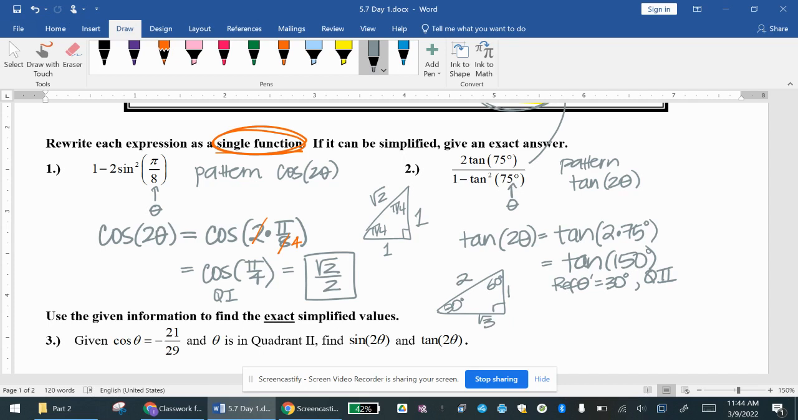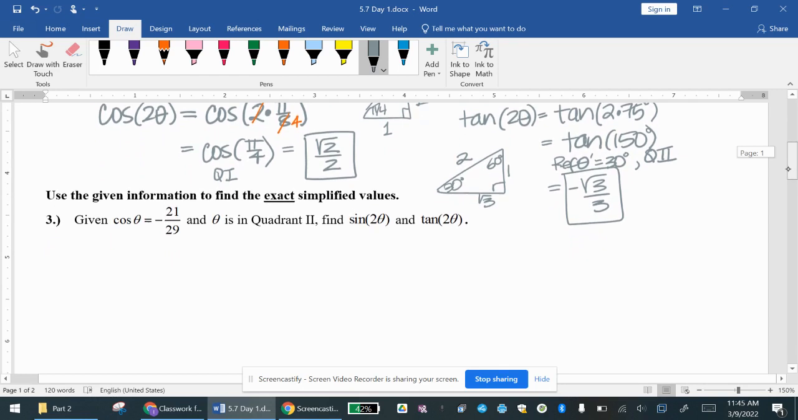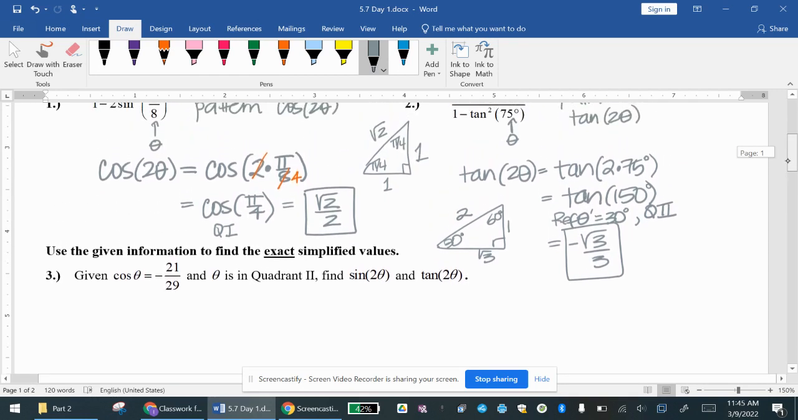That means I can evaluate it using my special triangles. If I'm using my reference angle of 30, opposite over adjacent would be 1 over root 3, and then you rationalize that, which would be root 3 over 3. But tangent is negative in quadrant 2, so your answer would be negative root 3 over 3. Just a quick reminder that you are more than welcome to pause and rewind at any time.